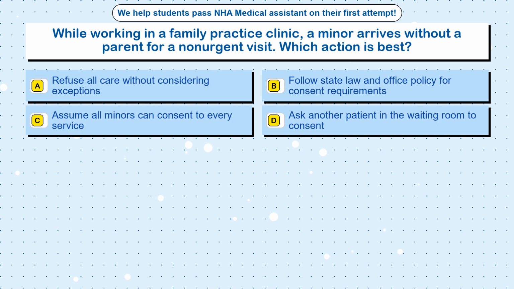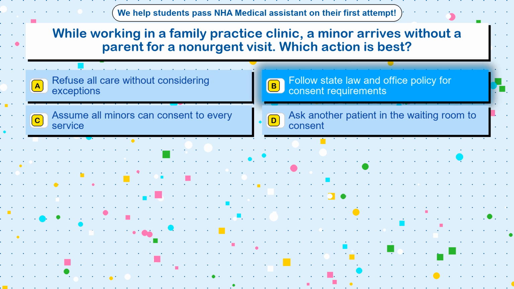Which action is best? Option A, refuse all care without considering exceptions. Option B, follow state law and office policy for consent requirements. Option C, assume all minors can consent to every service. Option D, ask another patient in the waiting room to consent. The correct answer is option B, follow state law and office policy for consent requirements.